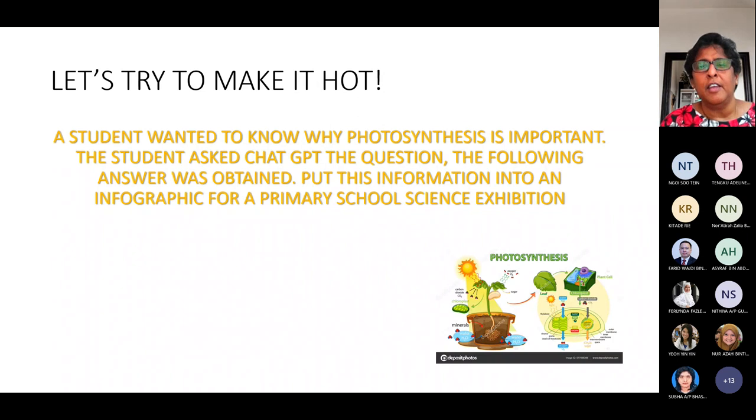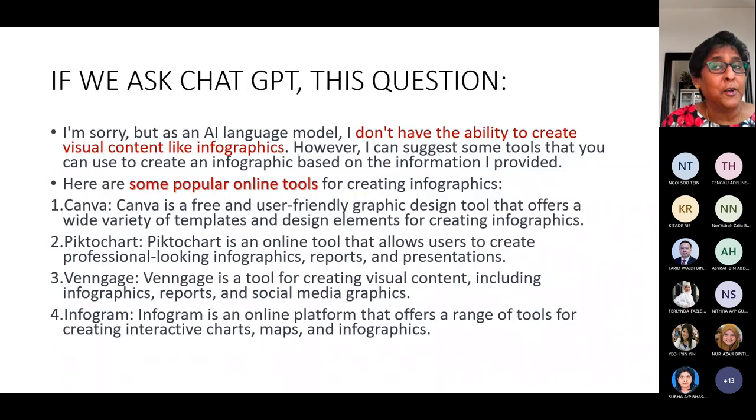And when I put this into ChatGPT, this is what I got. I'm sure there are other tools, but this is what I got. Okay, so I don't have the ability to create. Is there any other thing that is able to create? I'm sure there is, right? Because I told you I'm not good with this.